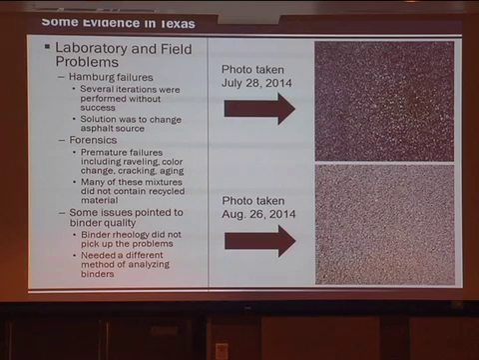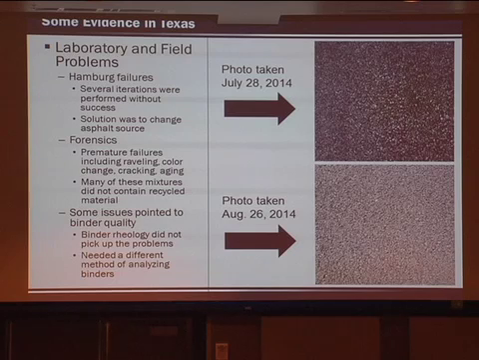As far as Texas's perspective, what have we seen here in Texas? Well, about 3 years ago, we had some Hamburg failures. So we've seen it in the laboratory, and in these Hamburg failures, we couldn't get the Hamburg results to pass, no matter if we tried 10 different iterations. We tried changing the aggregates, everything, what have you. And what we found was that the solution was to actually change the asphalt source.